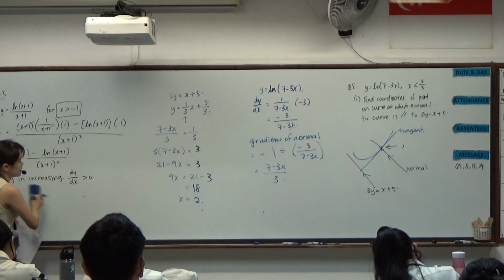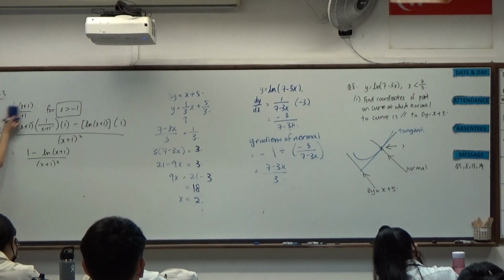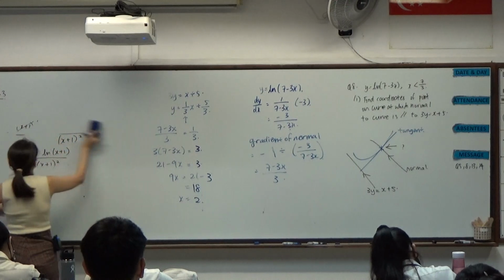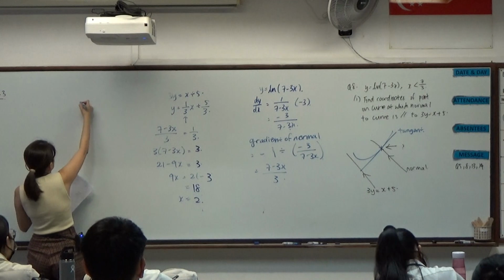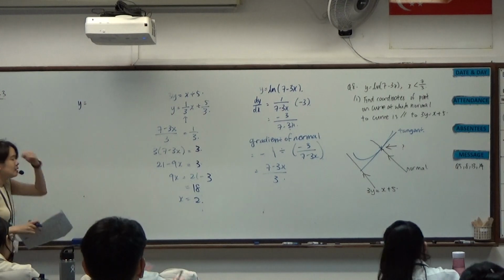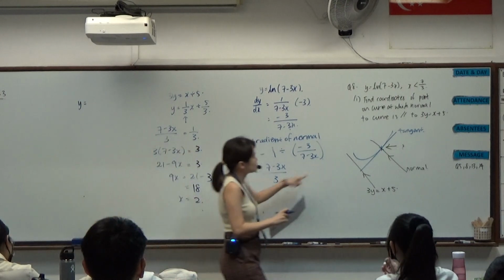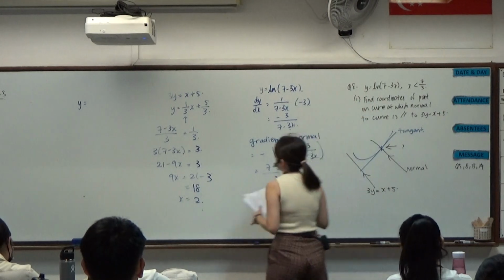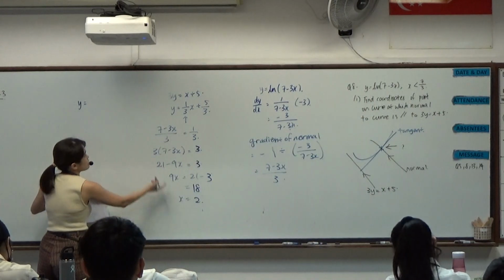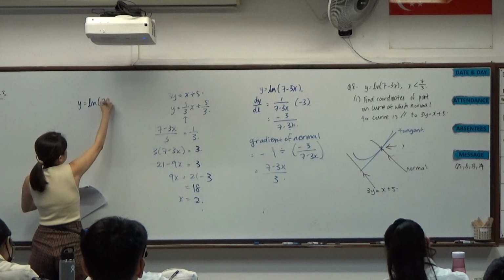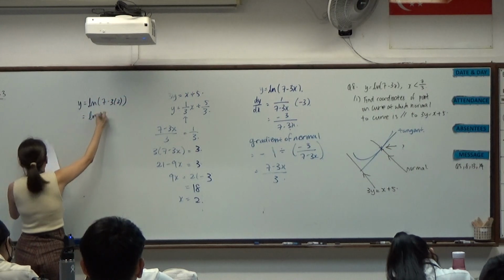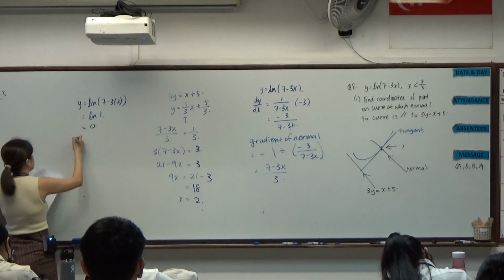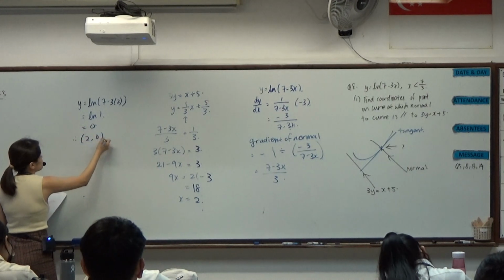So x is equal to 2. And then for our y, because our point is supposed to be on the curve, we have the curve equation. So we sub x equals 2 into y equals ln of 7 minus 3 times 2. That is ln 1 and that is 0. Therefore the coordinates will be (2, 0).